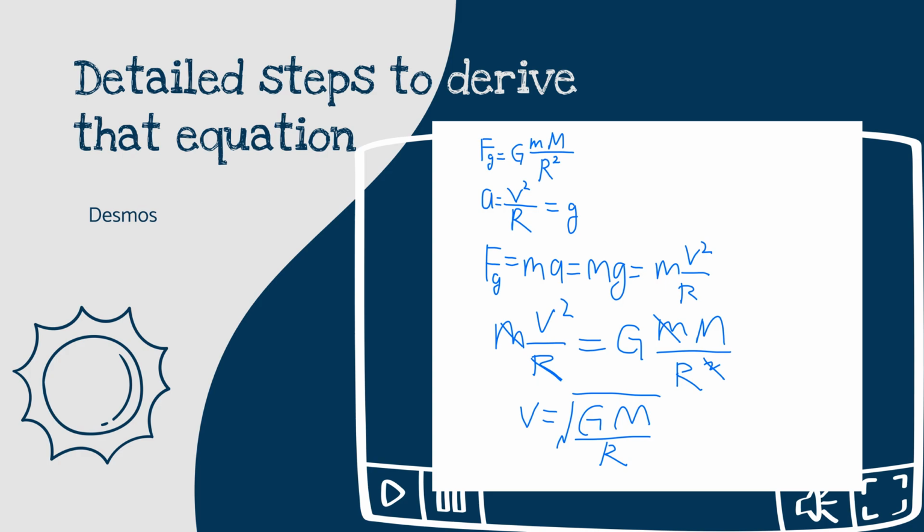Anyway, we just set the above equations equal to each other and cancel the small m, which is the mass of the planet, and one big R, the orbital radius in between. And we get the equation that we actually used to calculate the tangential velocity.